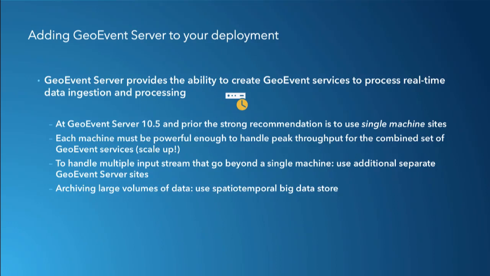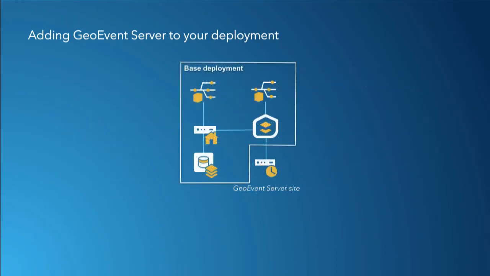Now, when you're storing data that's pouring in through GeoEvent, the question is, how can I store that data? Well, GeoEvent can write into a traditional enterprise geodatabase just fine. But traditional RDBMSs often have a problem keeping up with the data flow once you get past a few hundred events per second. It's simply not what they're designed for. So once you get beyond a few hundred events per second, if you want to archive those large volumes of data flowing in, you will need to use the spatial temporal big data store. This is the same component that GeoAnalytics relied on.